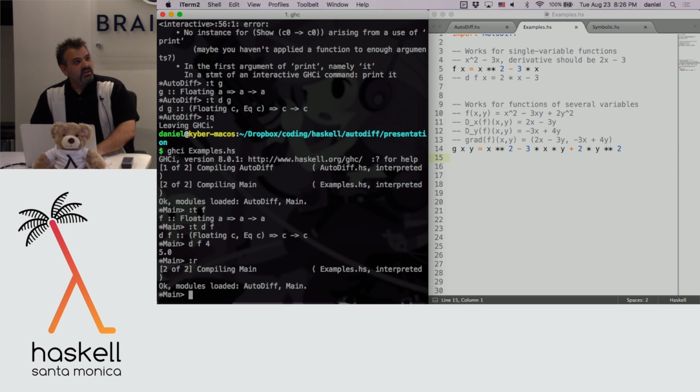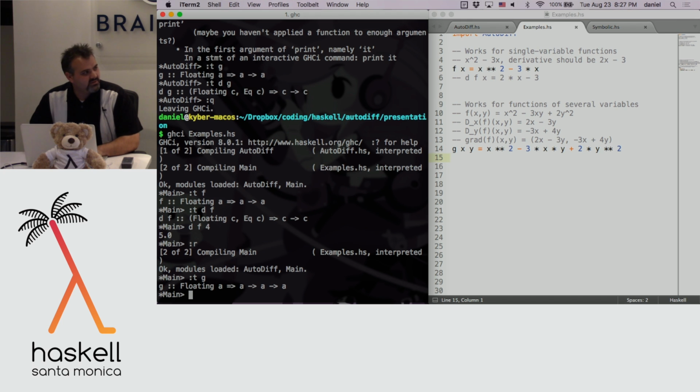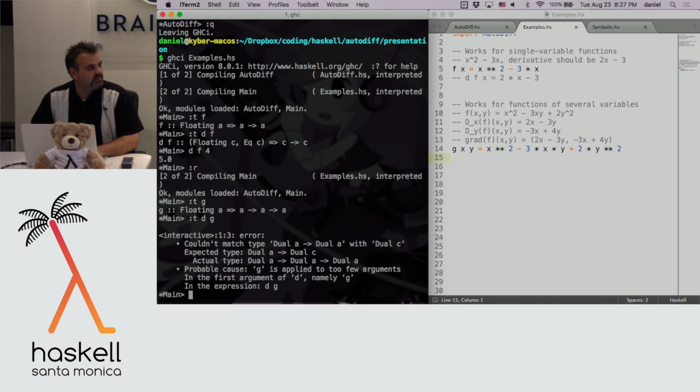So let's look at the type. I wrote F in the comments, but it's G in the code. That's an anti-pattern. Okay, it takes 2 A's and gives you an A. And let's look at the type of DG. What is it? Error. Couldn't match. We can't use D. But what we can do is take our G and apply it manually to a couple of duals.